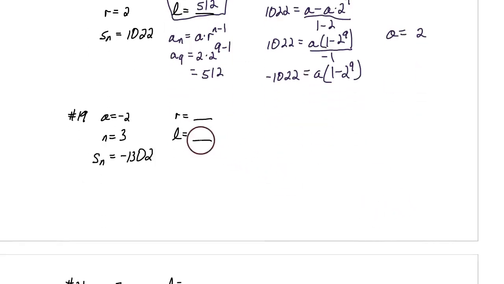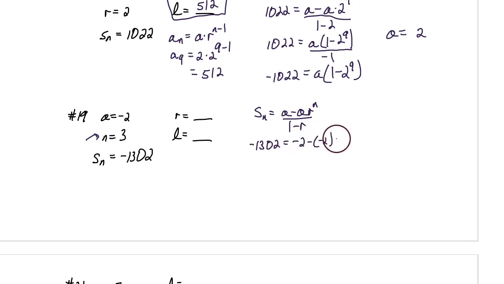Number 19 is very similar. We're given some information. We're asked to figure out what r is and what L is. One of the pieces of information we're given is S sub n, so let's use that formula. A minus a times r to the n divided by 1 minus r. For S sub n, fill in negative 1,302. For a, we know it's negative 2. We don't know what r is. And for n, we do know it's 3. And that's divided by 1 minus r.